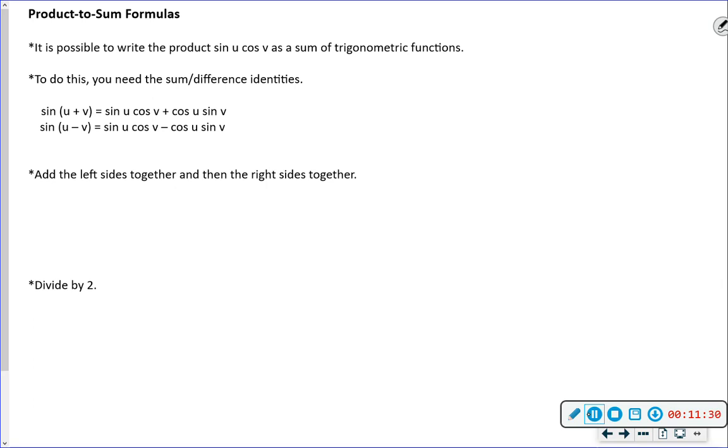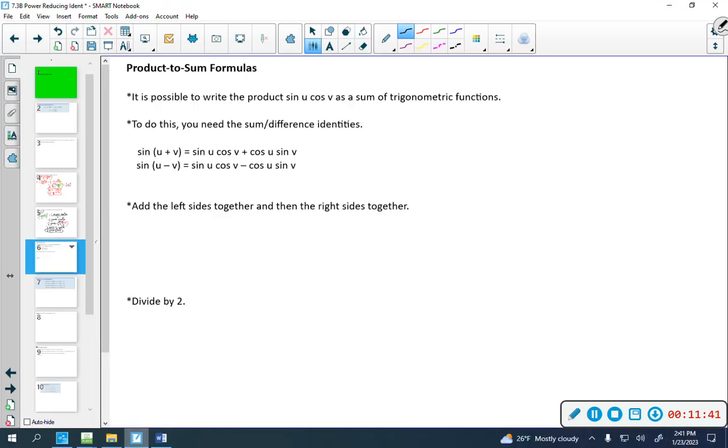So it's possible to write the product, sine u cos v, as a sum of trig functions. To do those, these are going to hinge off those sum and difference identities. This is on those first set of identity sheets that I gave you. So if you look on the first yellow sheet, it's on the back side. So sine of a sum, sine of a difference. On your sheets, of course, instead of u and v, that has a and b. Big deal. Okay. So just to kind of show you how you can make these upcoming identities.